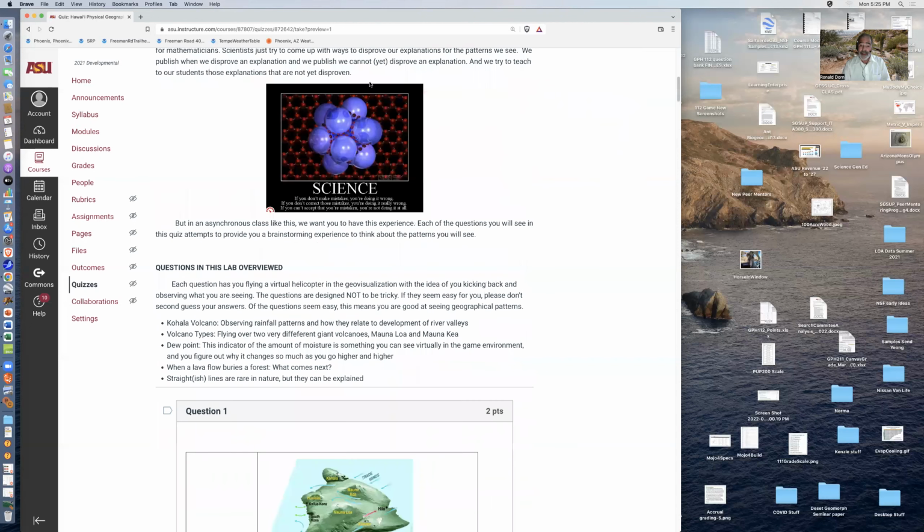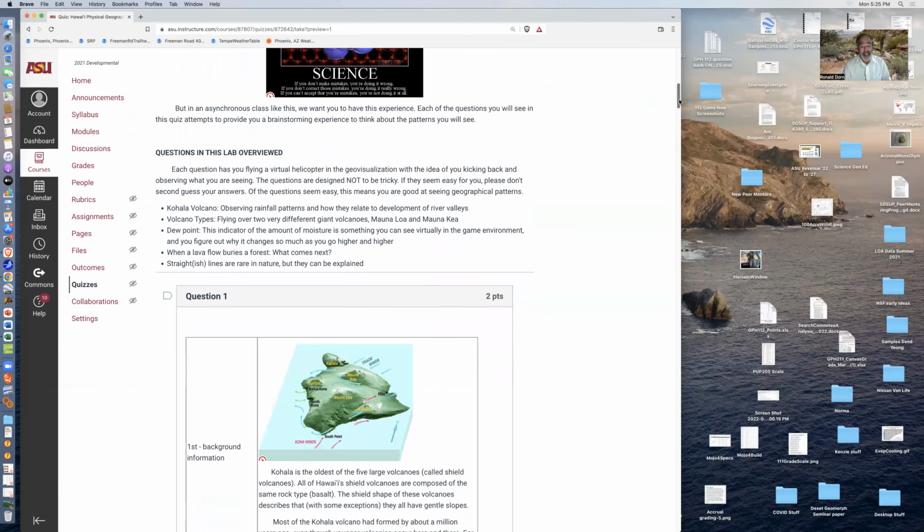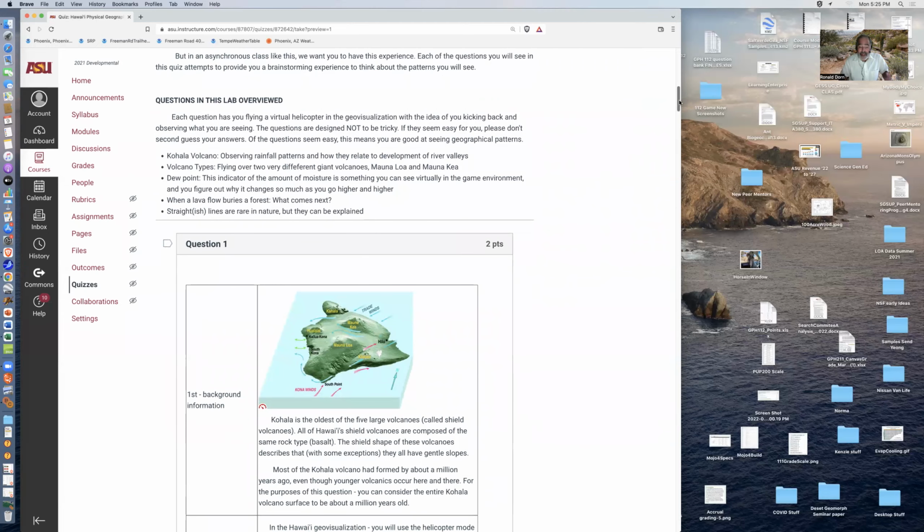And so I really like this graphic here that says science. If you don't make mistakes, you're doing it wrong. If you don't correct those mistakes, you're doing it really wrong. If you can't accept that you're mistaken, you're not doing it at all. So in a class like this, what we really want you to do is to practice science, to come up with an idea, to brainstorm about it, and to try and disprove it.